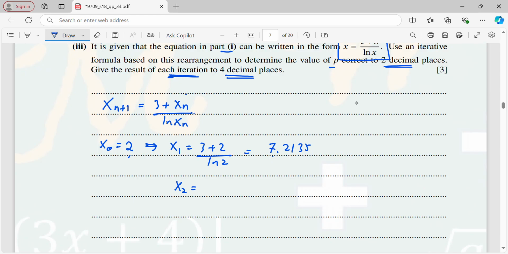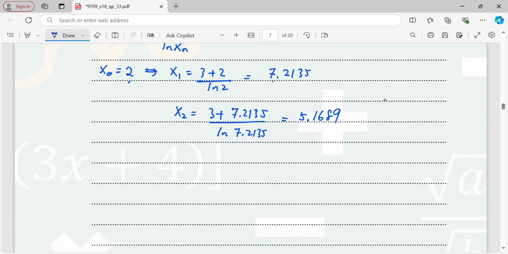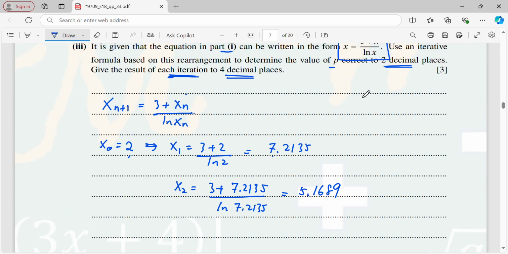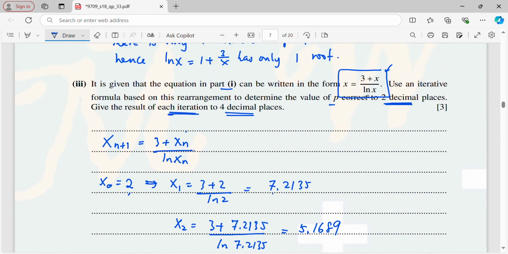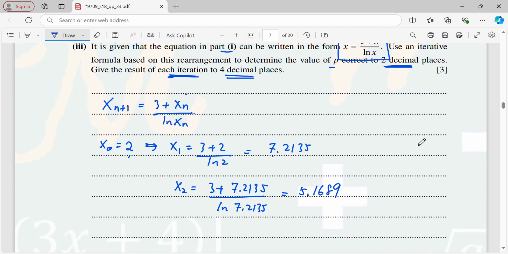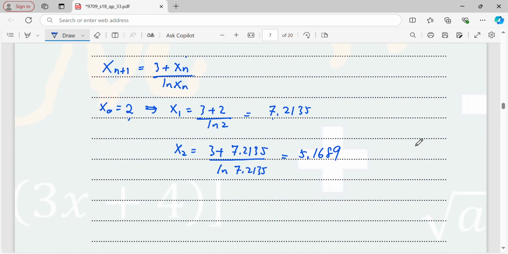So again, replace the xn by the x1 now. It will be 3 plus 7.2135 over ln of 7.2135. Then this is going to be 5.1689. Okay, so again, they are not the same. Now, when to stop depends on your answer here. Answer to 2 decimal places means that we are expected to get identical 2 decimal places, or if not identical, approximately equal.